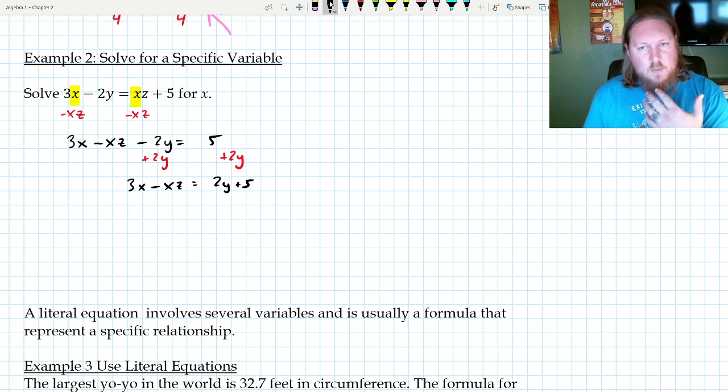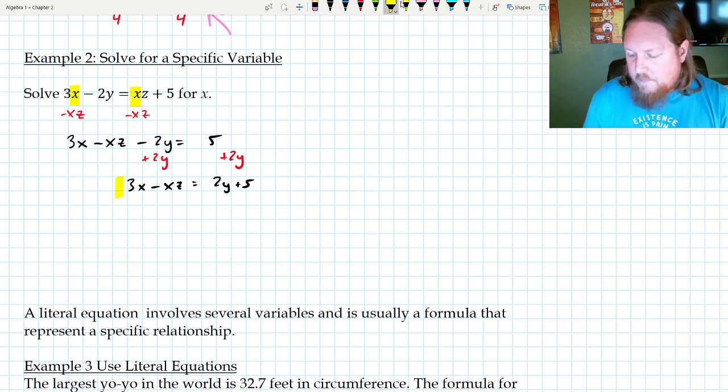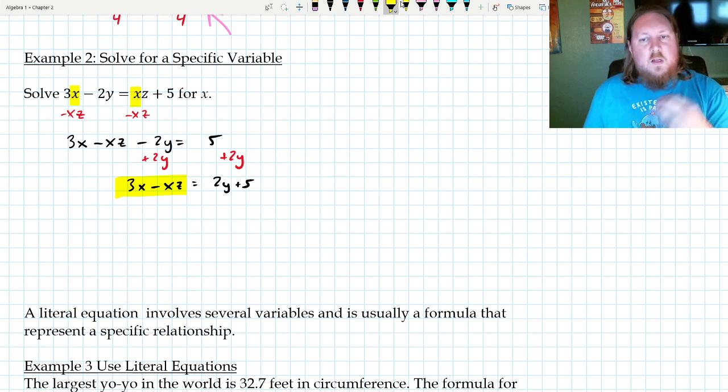Now, the left-hand side of the equation has something interesting going on. There are two different terms. Both of them have an x in them with a power of 1, which is important, because they're like terms. The problem is one of the coefficients is a number, the other is a variable.